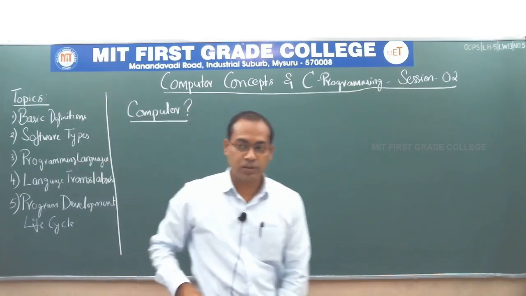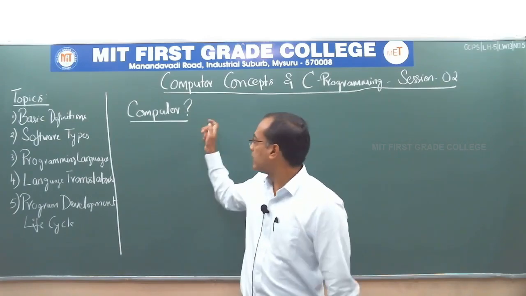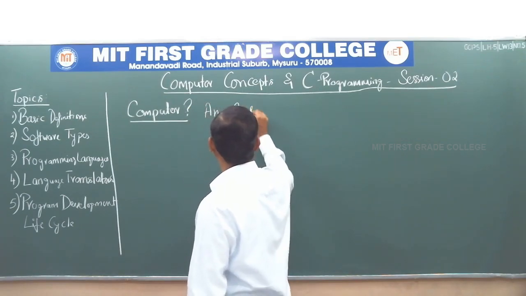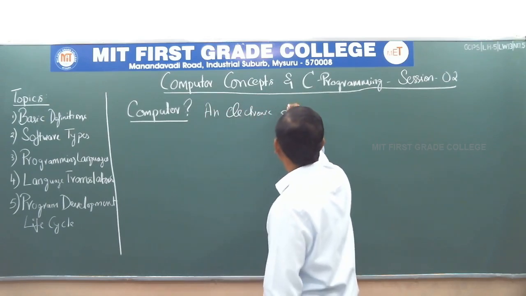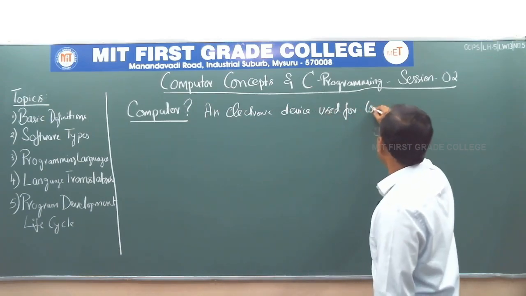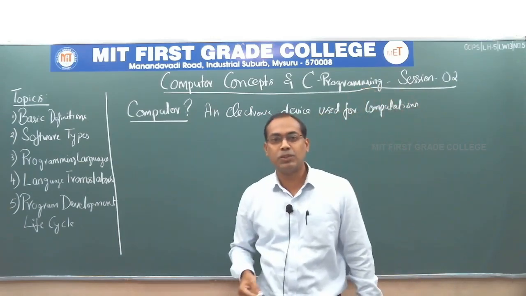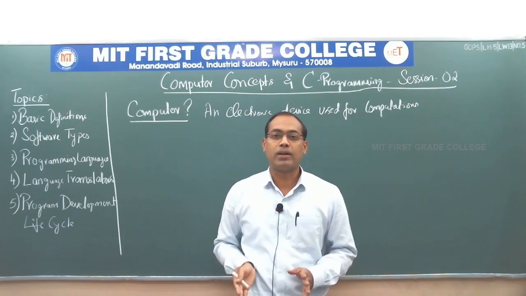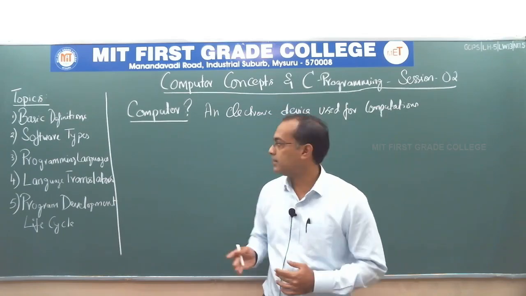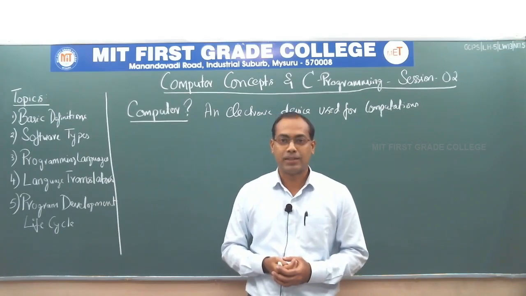The very first definition we are going to learn is the computer. What do you mean by computer? Computer is nothing but an electronic device used for computations. This is one of the basic definitions which you can find in almost all websites like Wikipedia and almost all fundamental books on computer science. What do you mean by electronic device? It is nothing but it is made up of electronic circuits.